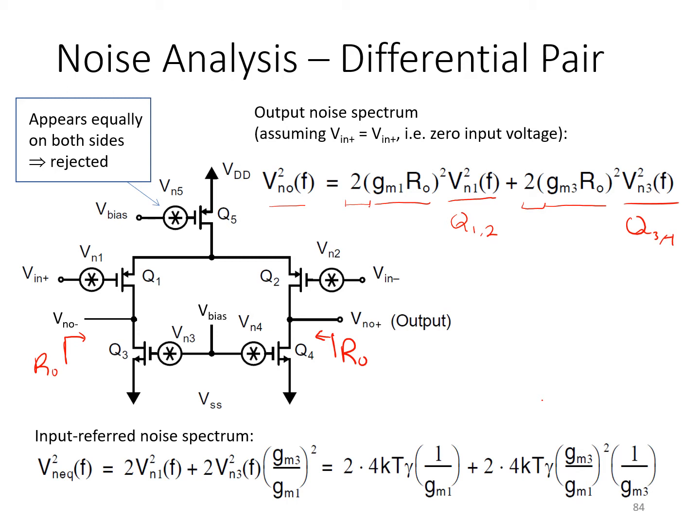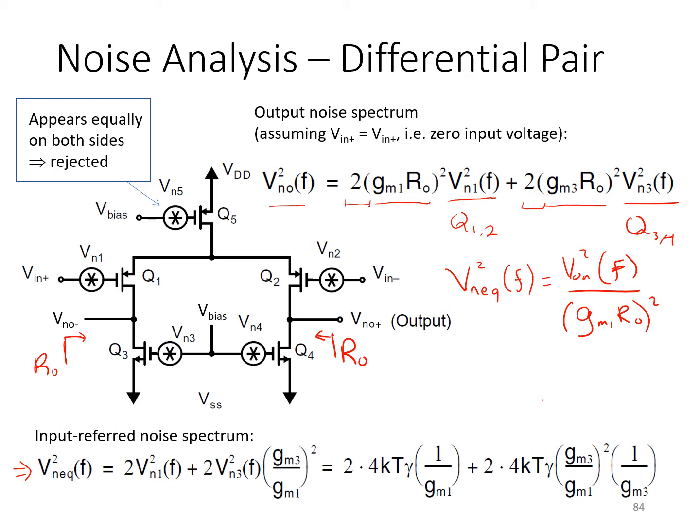We can input refer this by dividing by the gain of the amplifier. So the input referred VNEQ noise spectral density is VNO squared divided by the gain of the stage squared, that is divided by GM of the diff pair transistors times RO all squared. And that's what we've done here. And you end up with a lot of cancellation happening.